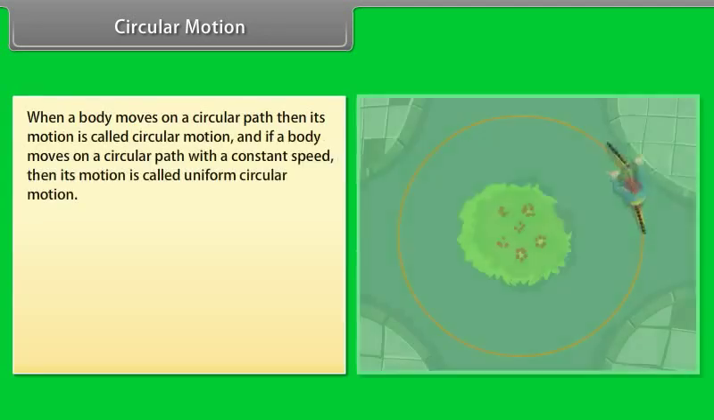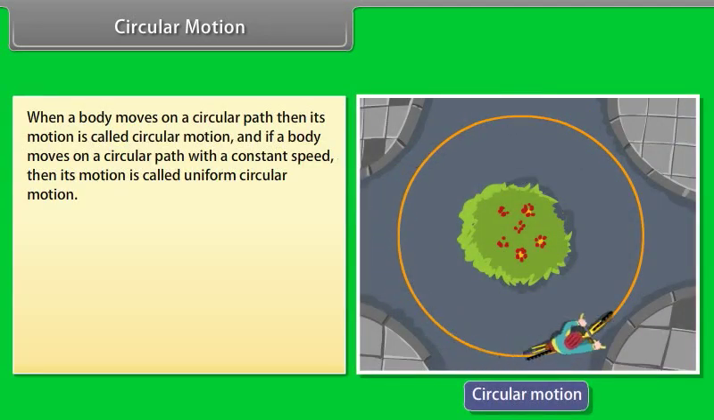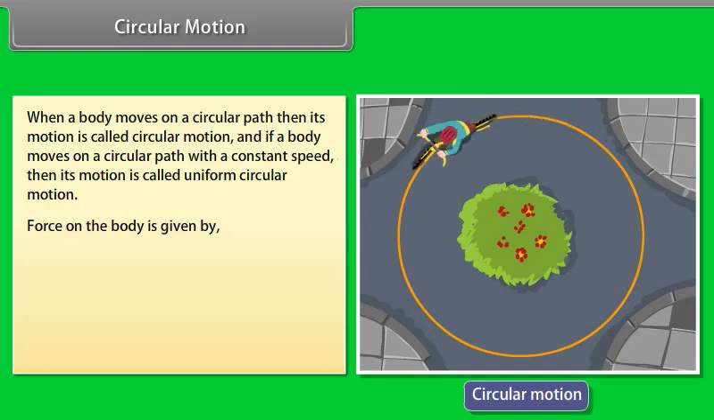Circular motion. When a body moves on a circular path, then its motion is called circular motion. And if a body moves on a circular path with a constant speed, then its motion is called uniform circular motion. Force on the body is given by F = ma = mv²/r.